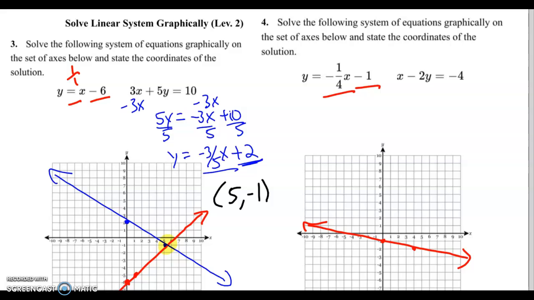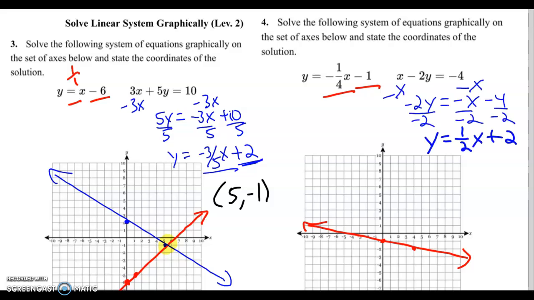Alright, now next I'm going to do x minus 2y is equal to -4. That's not solved for y. It's not in slope-intercept form. So I got to solve it first. So first I subtract the x on both sides. Bring down -2y equals -x minus 4. Then I divide by -2 on every term. And that's going to leave me with y is equal to 1/2 x plus 2. A negative divided by a negative is a positive.